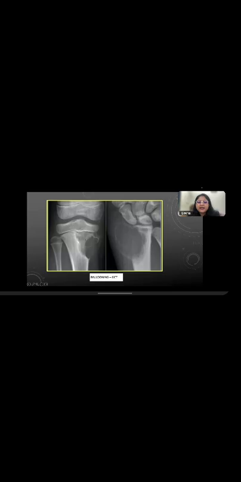Now, ballooning is a characteristic feature seen in GCT. There is a lytic lesion at the epiphysis, at the metaphysis, and the lesion appears to be expanding the bone and causing ballooning of the bone. That means there are large areas of expansion along with septate formation, and this is very characteristic of a GCT.